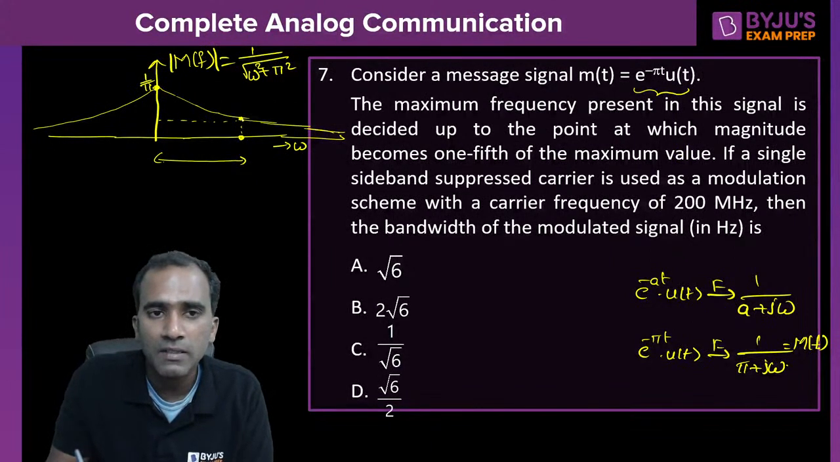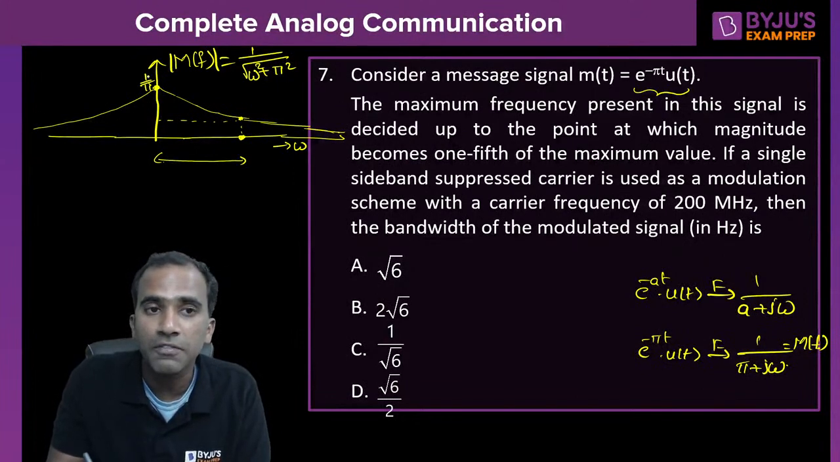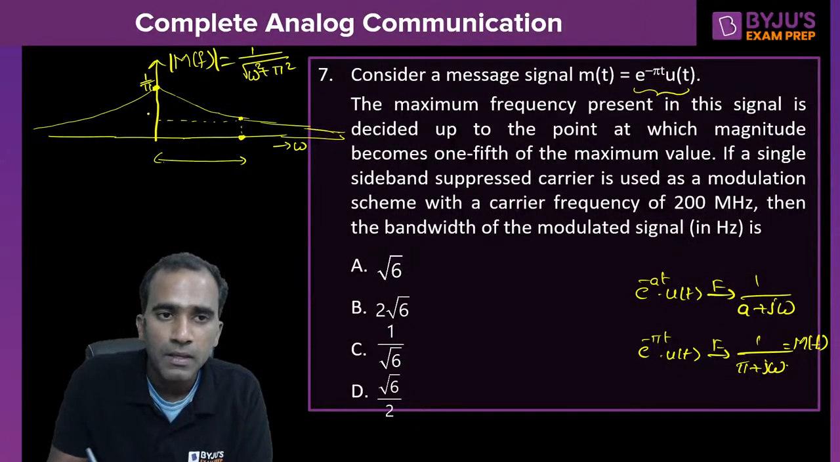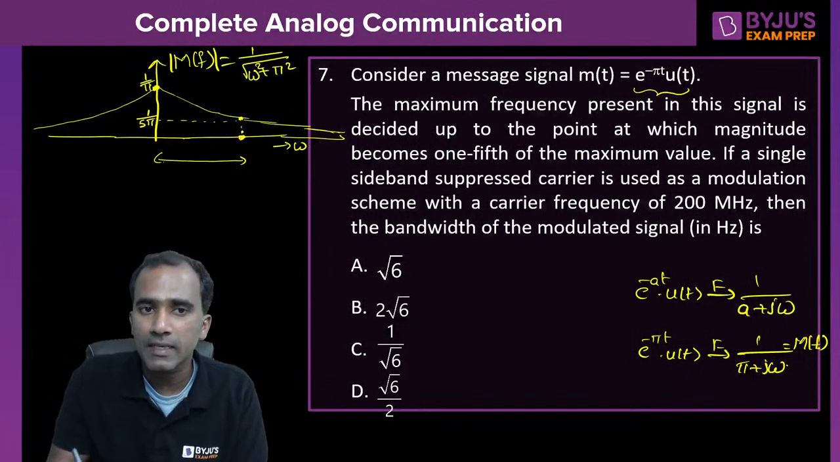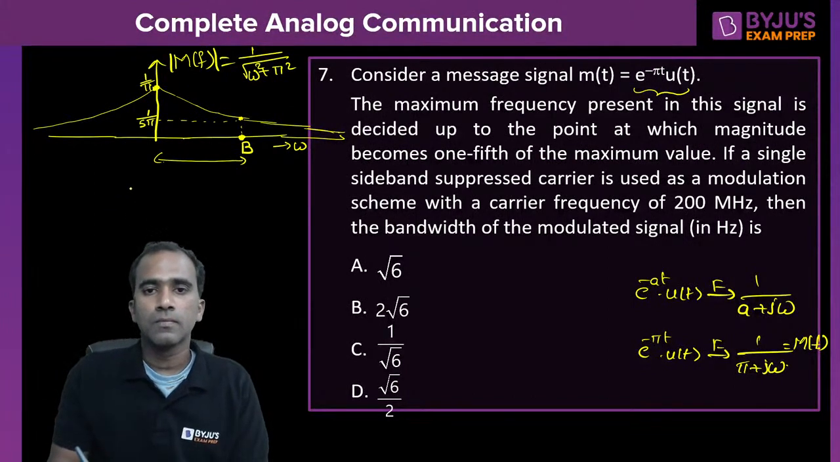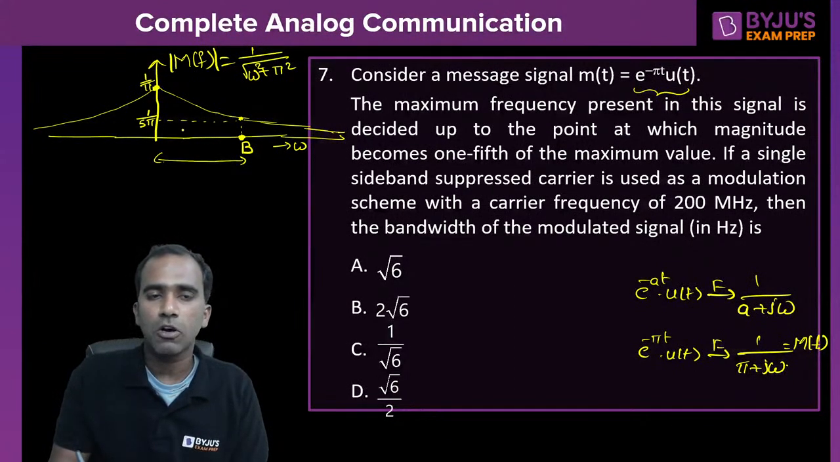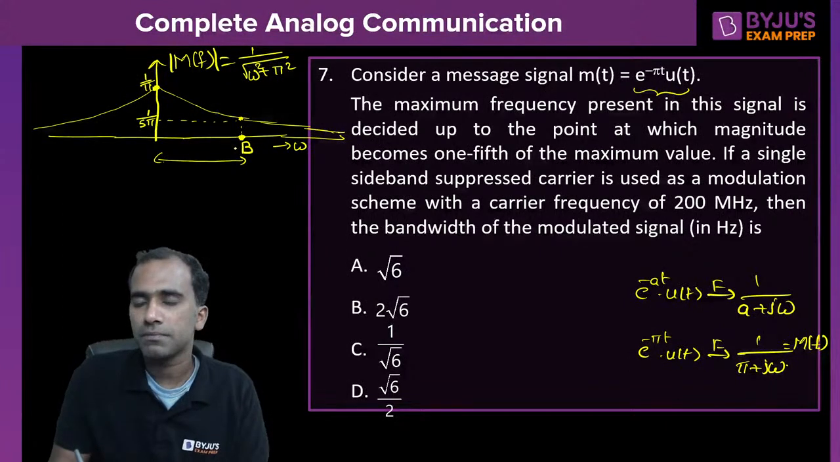What are they deciding as bandwidth? Bandwidth is decided up to the point at which magnitude becomes 1/5 of the maximum value. What is the maximum value? Maximum amplitude is 1 by pi. 1/5 of that is 1 by 5 pi. That is the amplitude at this frequency, which is considered as bandwidth. Let's say this is B. Is that okay? Whatever we take as bandwidth, I'm representing this point as B because this range we are calling bandwidth. If you want, you can take some other notation, no problem.